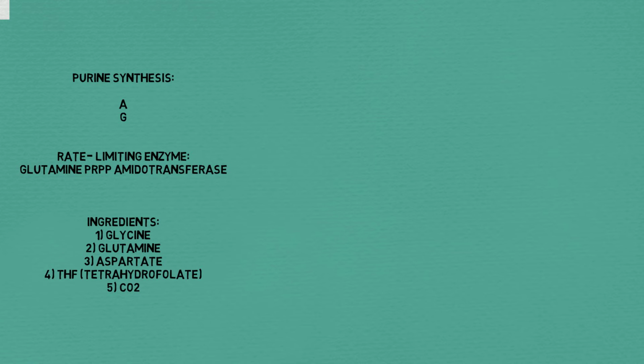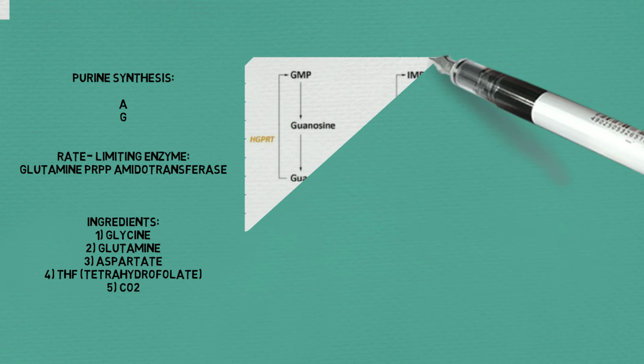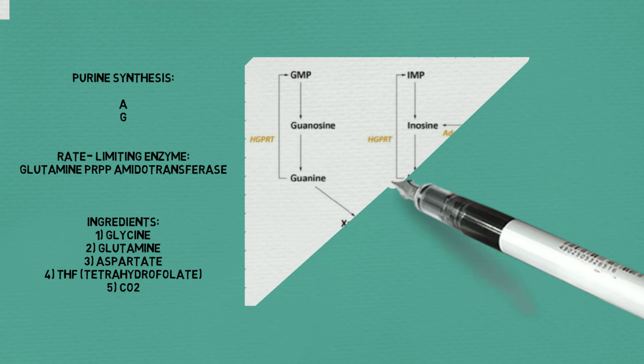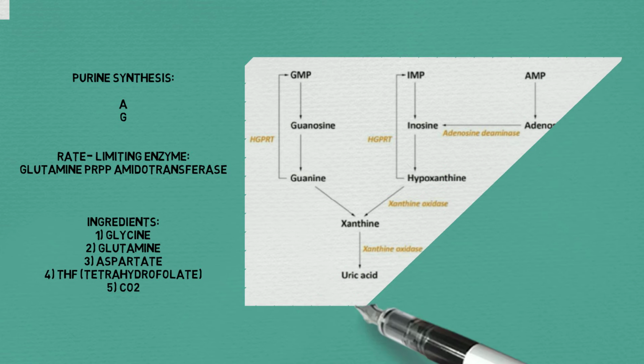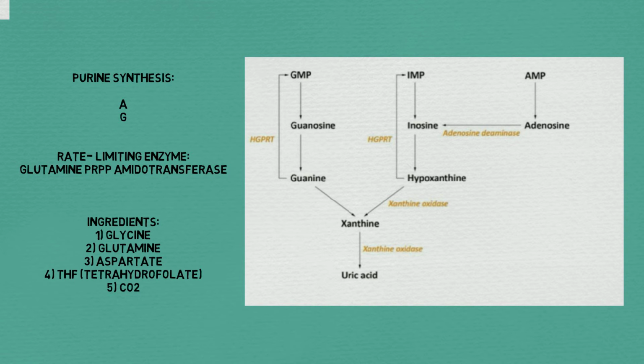Now, the diagram on the right actually shows the recycling of purines, and this is an important reaction because deficiencies in enzymes in this pathway translate to diseases. And if you must remember only one enzyme, it's HGPRT, which catalyzes the recycling of the breakdown products of GMP and AMP, which are guanine and hypoxanthine, to their precursor forms.